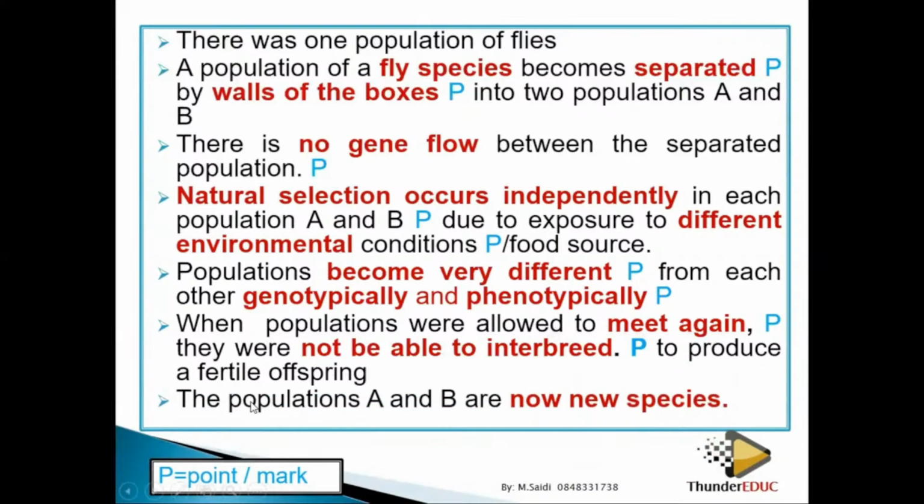And then you're saying that populations A and B are now new species. So they have become new species. Yes. So P means a point or a mark. It could be. Yeah. So it should not confuse you. So basically, that's it.